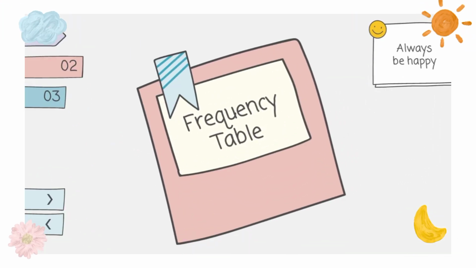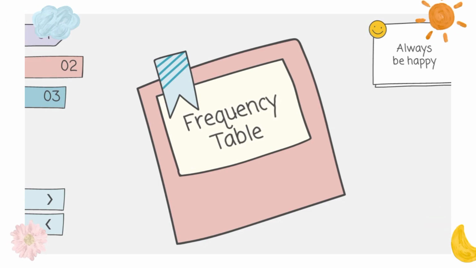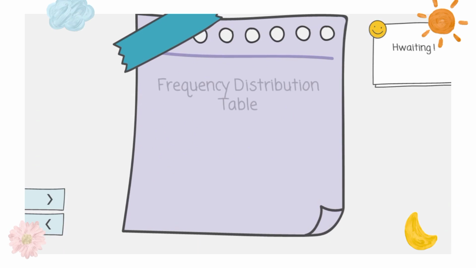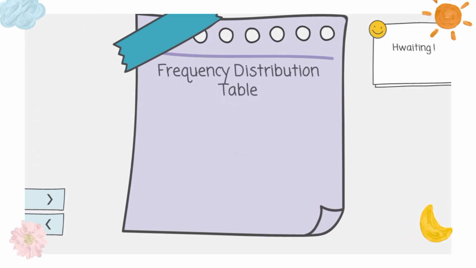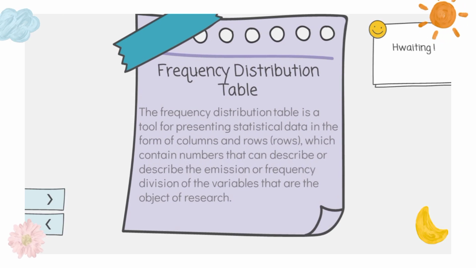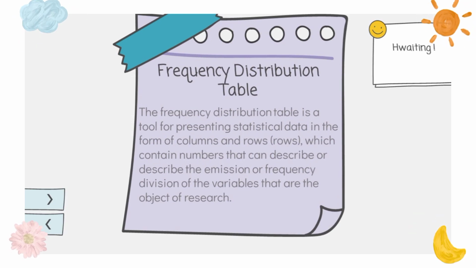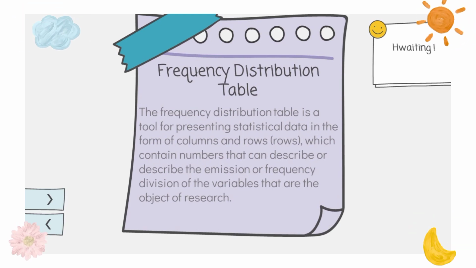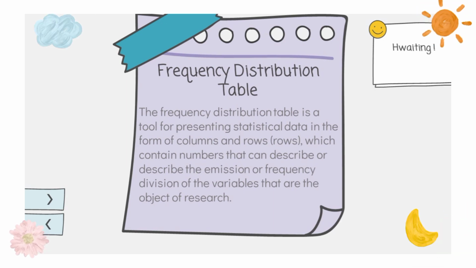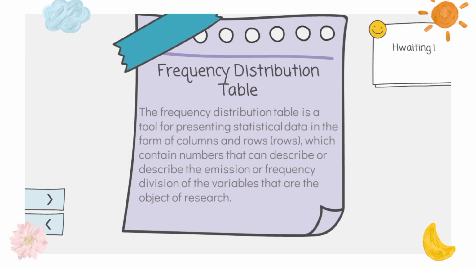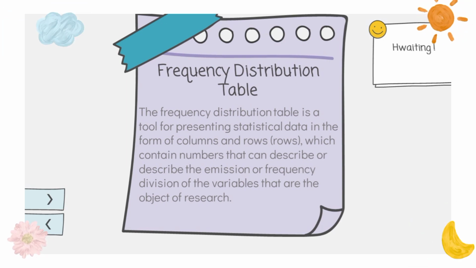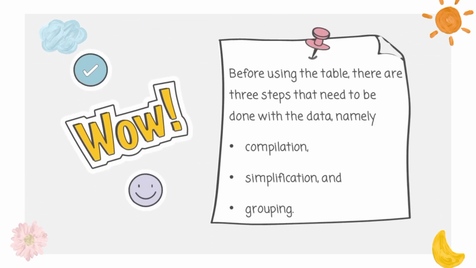And we're going to go to frequency table. Do you know frequency table? Okay, let's discuss together. A frequency distribution table is a tool for presenting statistical data in the form of columns and rows, which contain numbers that can describe the frequency distribution of the variables that are the object of research.